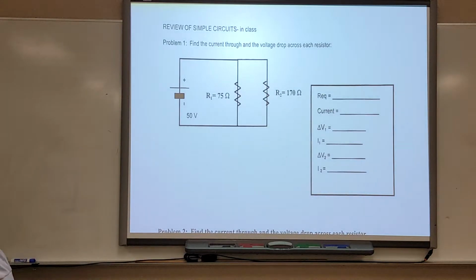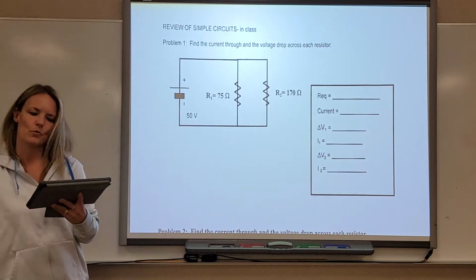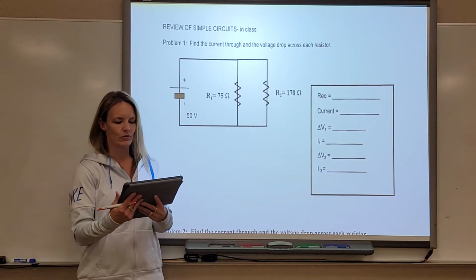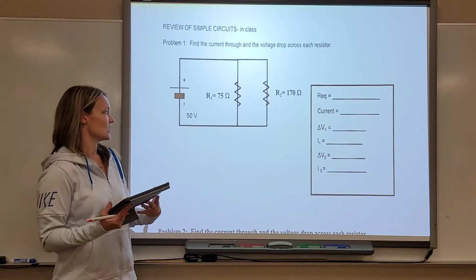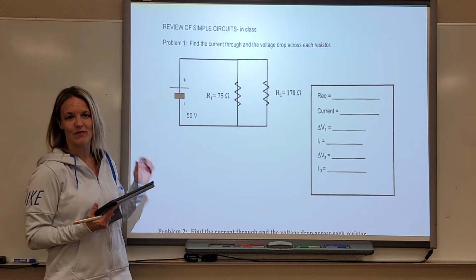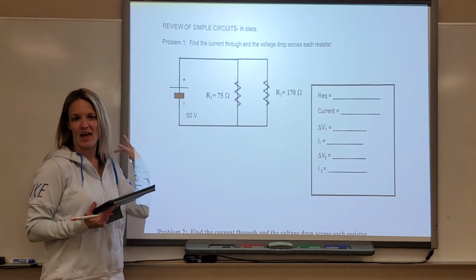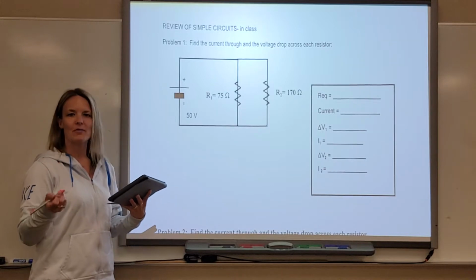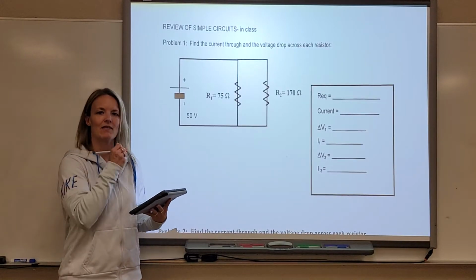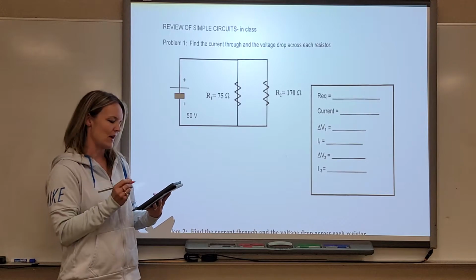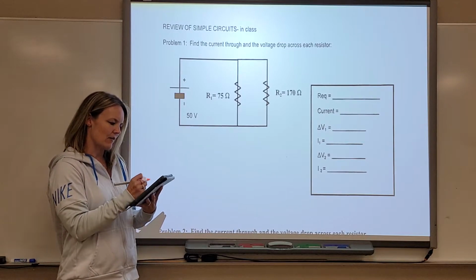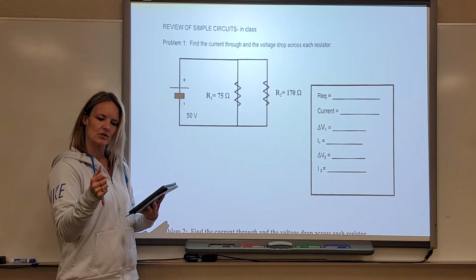As you look at problem number one, find the current through and the voltage drop for each resistor. First thing you do is find the battery. The short side is negative, the long side is positive. I have them labeled for you. Electrons start at the negative and move away from the negative and towards the positive. So as I follow the circuit, I'll turn on my pen.